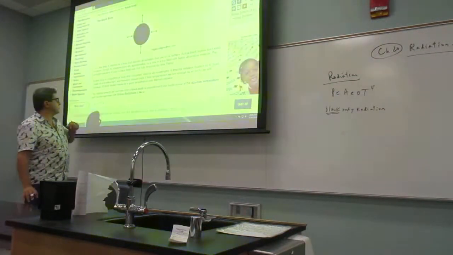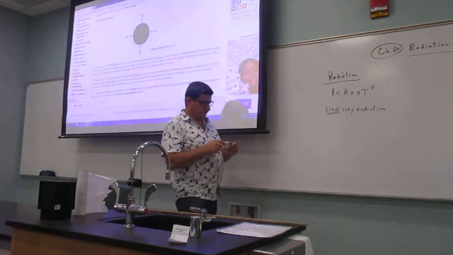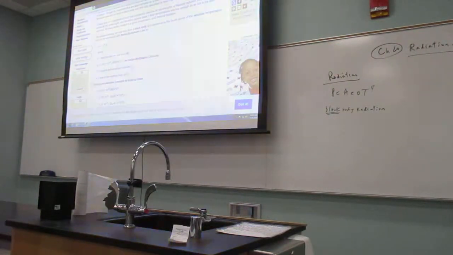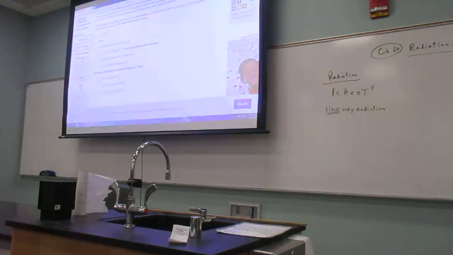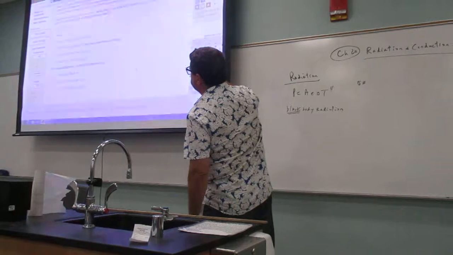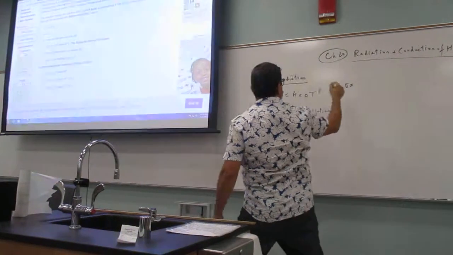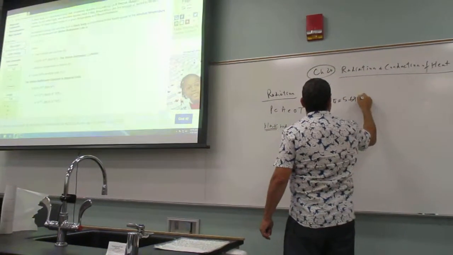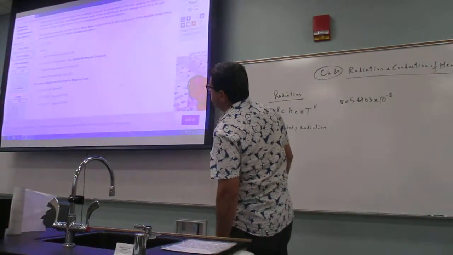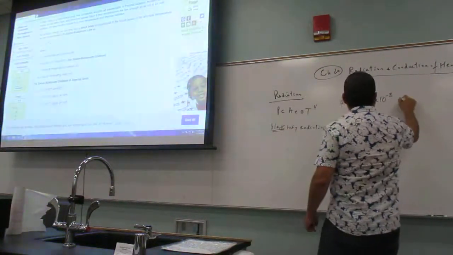T to the power fourth, A. Q is the heat transfer per unit time. Sigma is a universal constant, 5.6703 times 10 to the minus 8 watts per meter squared Kelvin to the fourth.